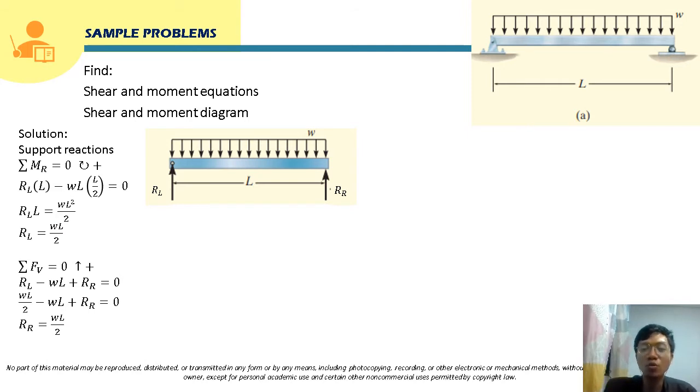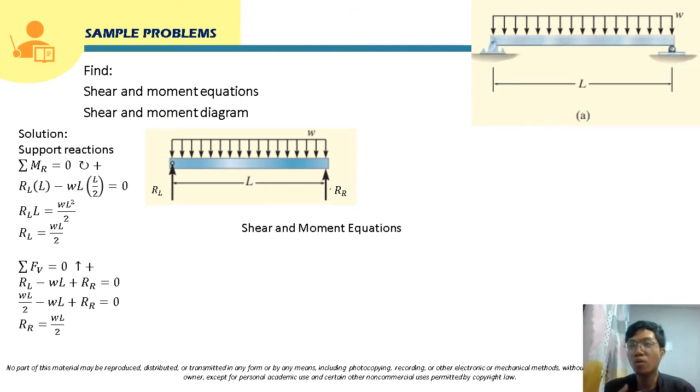Okay, so class, after we determine the support reactions, we will now proceed to our next step. That will be establishing the shear and moment equations. To establish them, we have to divide first the beam into segments. But in this case, class, since the loading on our beam starts at this point and ends at this point, this will be one segment. So our beam will just be one segment, meaning there will only be one shear equation and one moment equation.